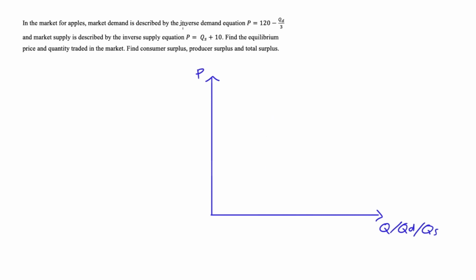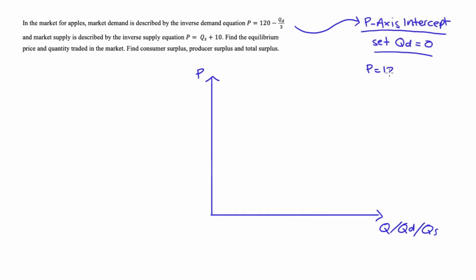Now, the first thing I'm going to do is draw our demand equation, and it's pretty easy to draw a demand equation. It comes through like this. So all we're going to do is find the price axis intercept and the quantity axis intercept, and then we can join those 2 points together. In order to find the price axis intercept, I set quantity demanded equal to 0. And so I get P is equal to 120 minus 0 on 3, which is just equal to 120.